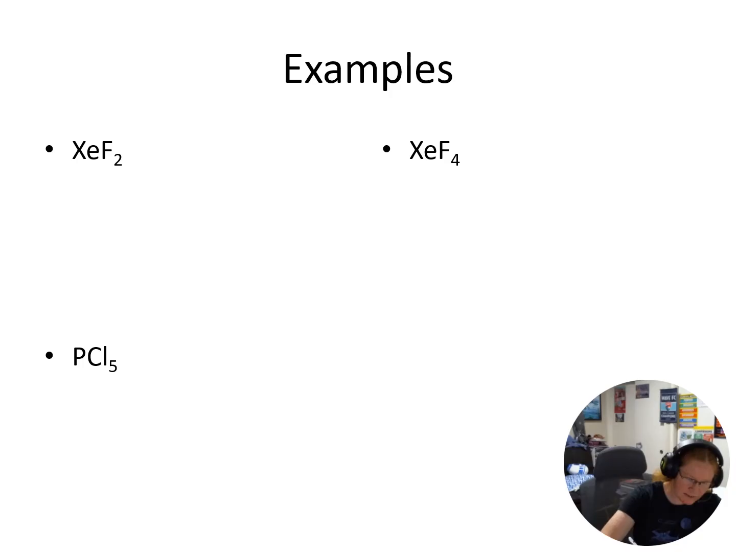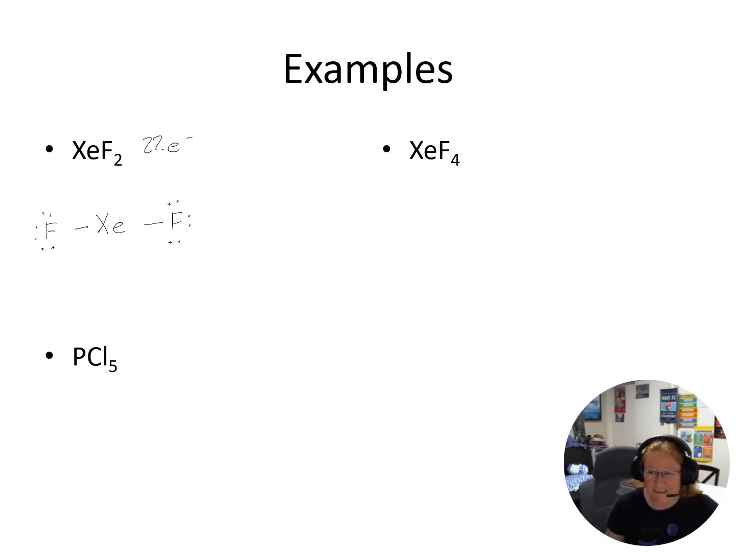Okay, so your xenon difluoride should have 22 electrons, and it's going to look like this. Okay, so there's that single bond for each of the fluorines. So we have 2, 4, 6, 8, 10, 12, 14, 16 electrons. So we still have 6 more electrons that we need to deal with. Well, xenon can expand its octet, so I'm going to do 1, 2, 3, 4, 5, 6. There's your structure.